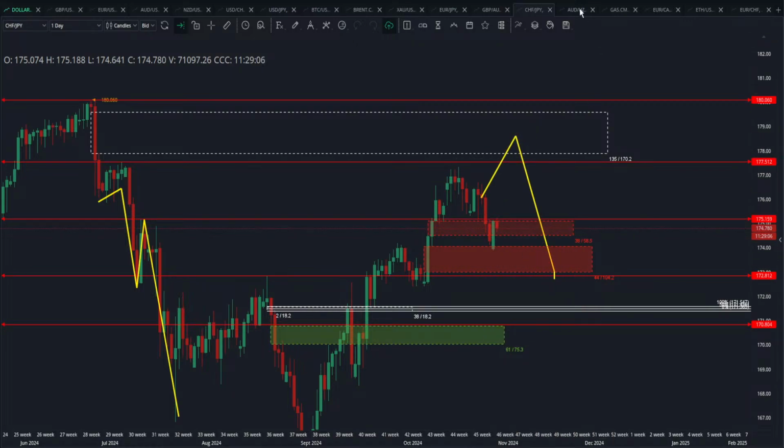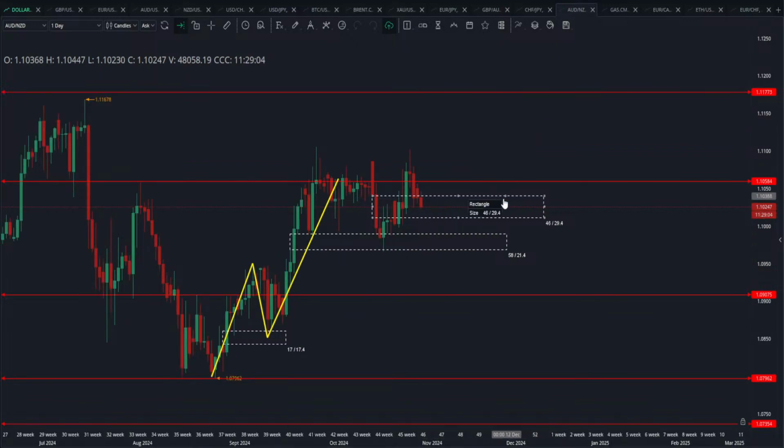Right now, nothing. For New Zealand, I'm looking for higher prices. The fair value gap, which was here, is supposed to be inversed. The candle has closed above this. Once again, if the candle closes above this, this will be a confirmed fair value gap, and the price will continue higher.